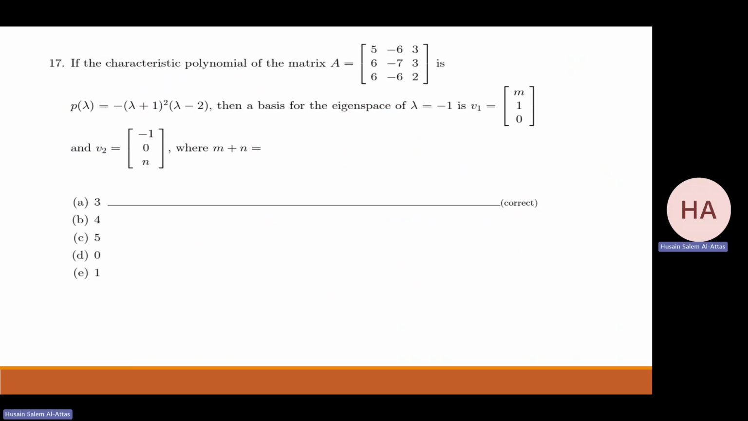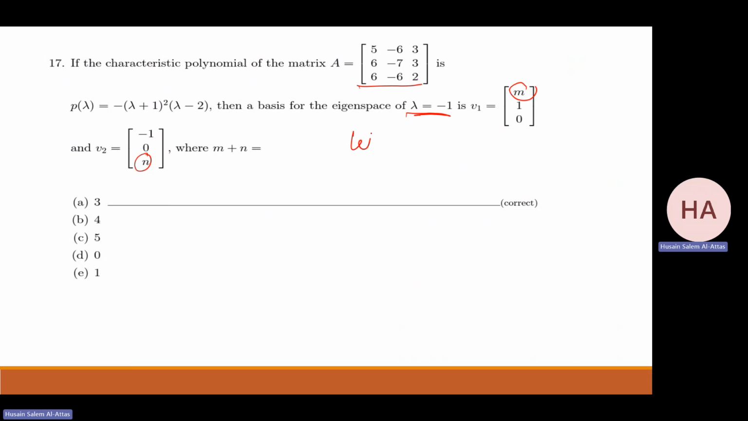The last one: if the characteristic polynomial of this matrix is this, then a basis for the eigenspace of lambda equal minus 1 is this and this, where we want m plus n. So what they want? They want the eigenvectors for lambda equal minus 1, and I should get 2 eigenvectors. And he put some numbers there and there to find them. So I'll work out this with lambda equal minus 1.